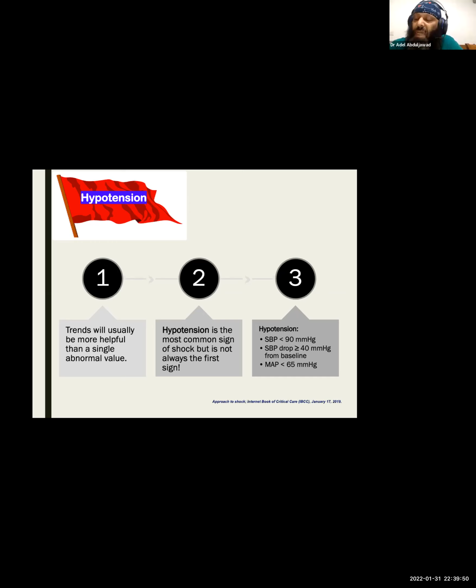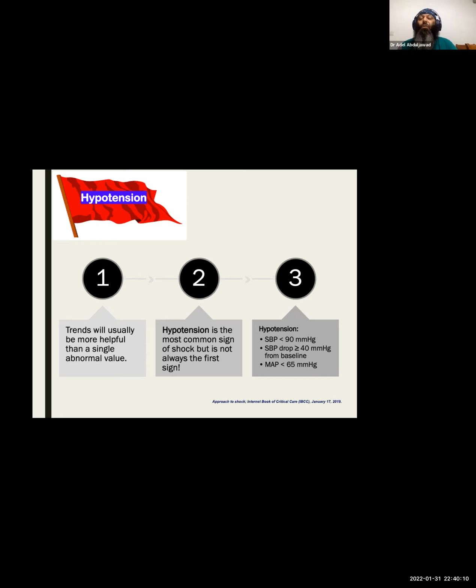For example, if a patient is accustomed to a systolic of 170 or 180, he has chronic systolic hypertension, and he's accustomed to this, then he came to you with a systolic of 120 and he's dizzy, he's febrile, he is hypotensive despite that his systolic is 110, because there is a significant drop of more than 40 millimeters of mercury from his baseline.